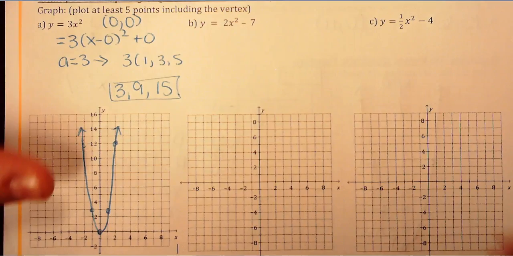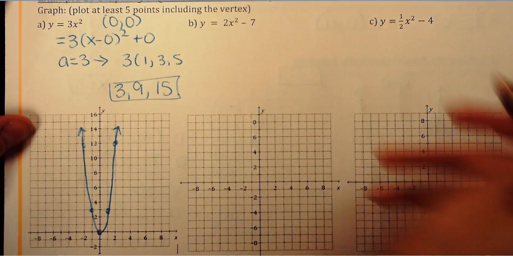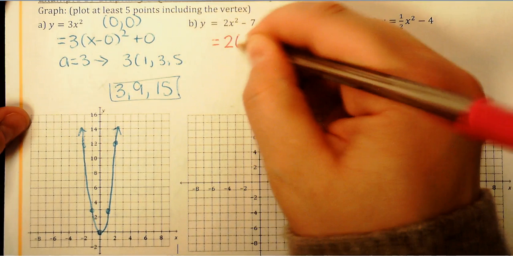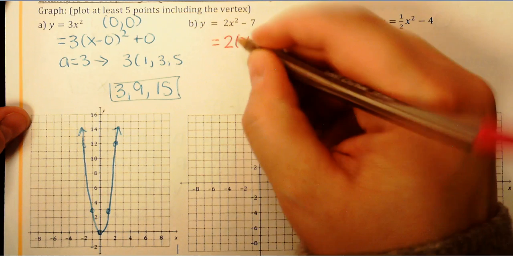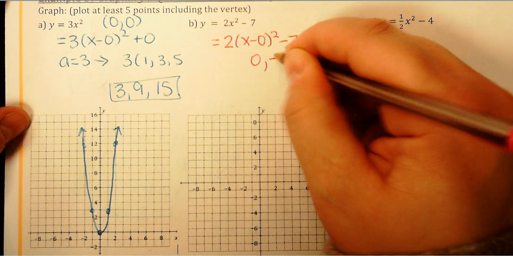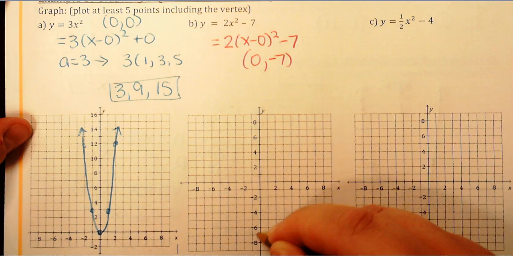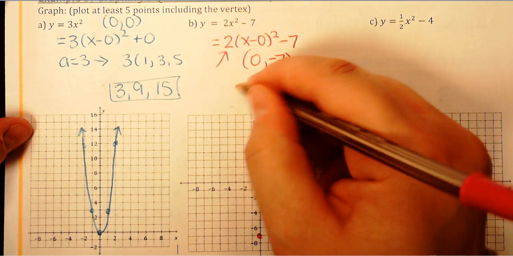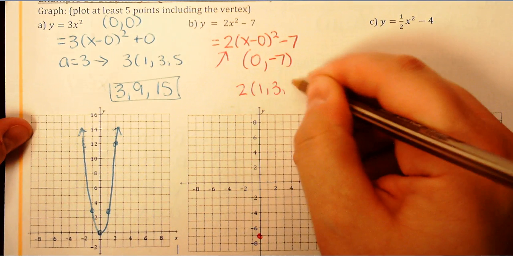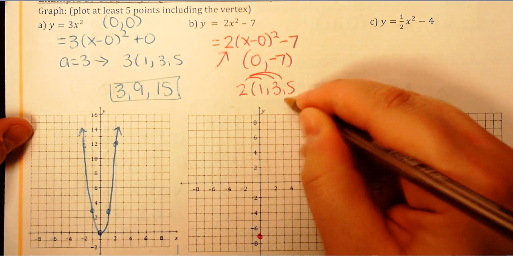Alright, let's switch over to part B. We're almost done here. I'm going to just rewrite this in vertex form real quick. This will be (x - 0)^2 - 7. Opposite copy, here's my vertex, (0, -7). Okay, now my a value is 2. So we're doing 2 times our 1, 3, 5. So my pattern here is going to be 2, 6, 10.